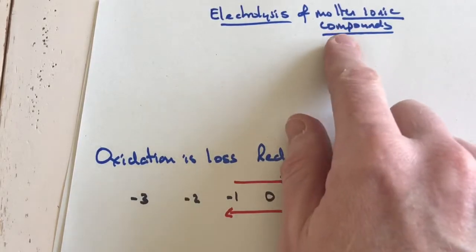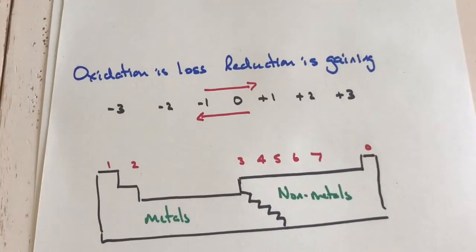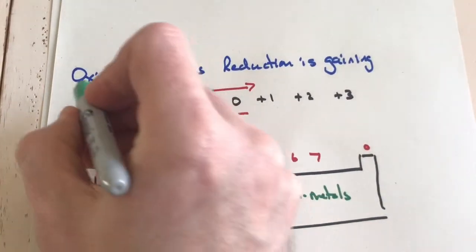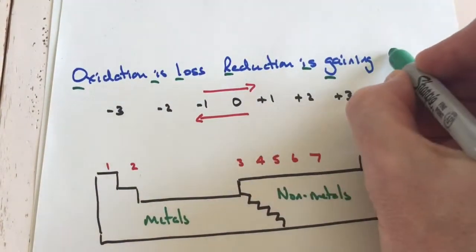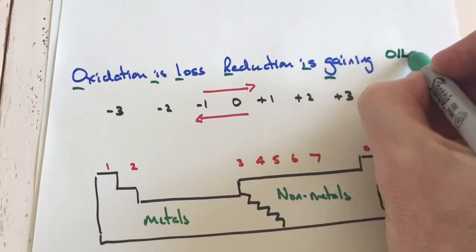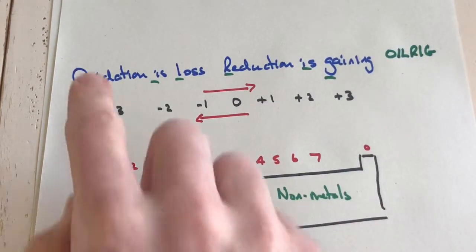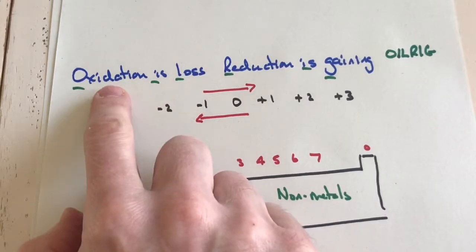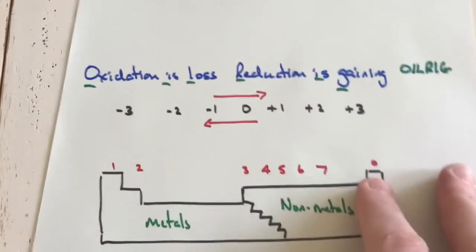To help us understand how this is going to work, we need to link this to this key phrase here, which says that oxidation is loss, reduction is gaining. Remember, we shorten that to OIL RIG, and that explains in terms of electrons, if we lose electrons, then it's being oxidized. If something gains electrons, then it is being reduced.